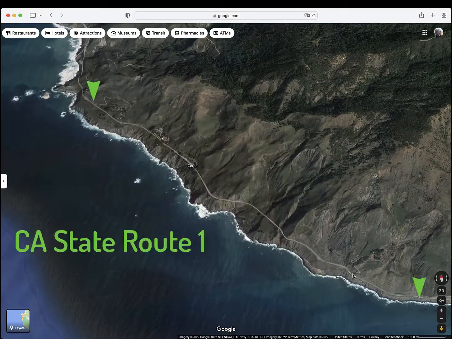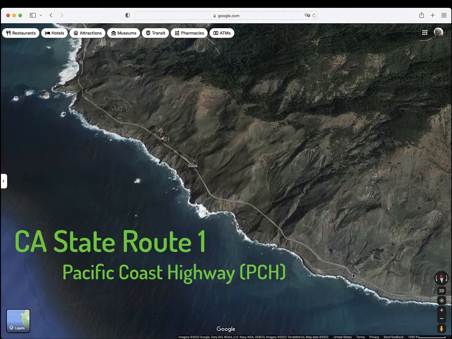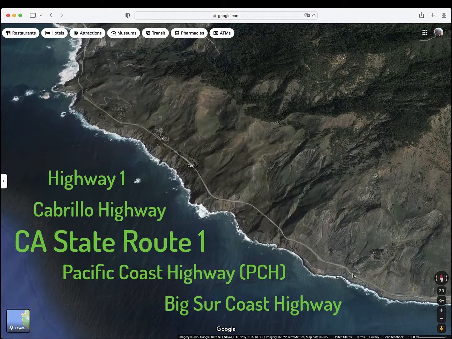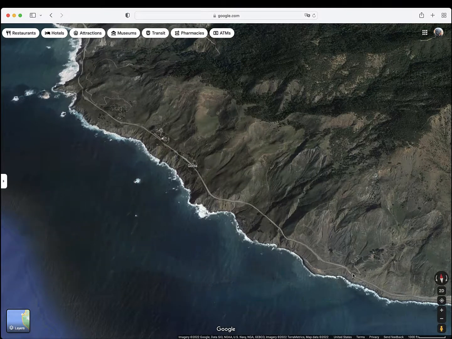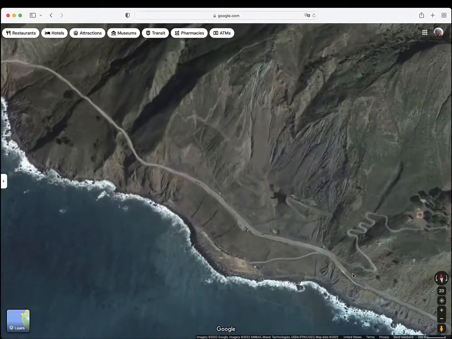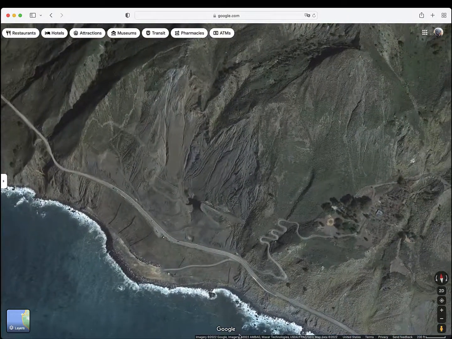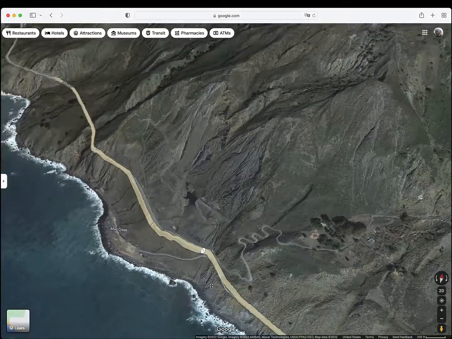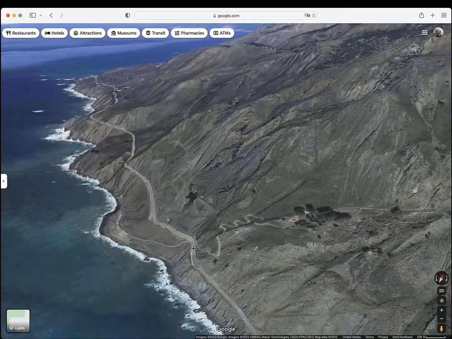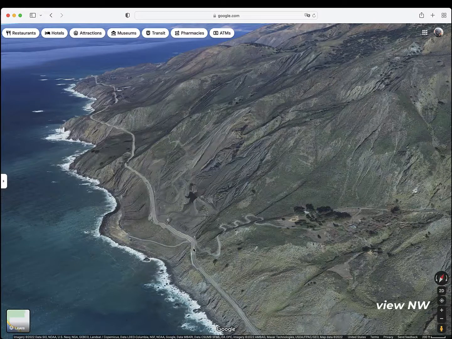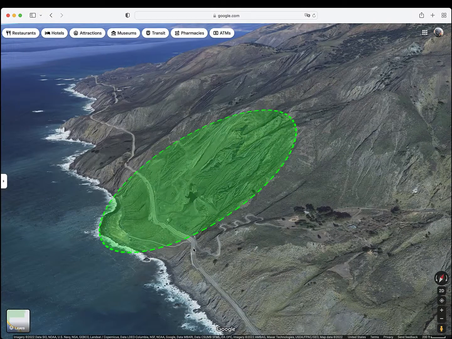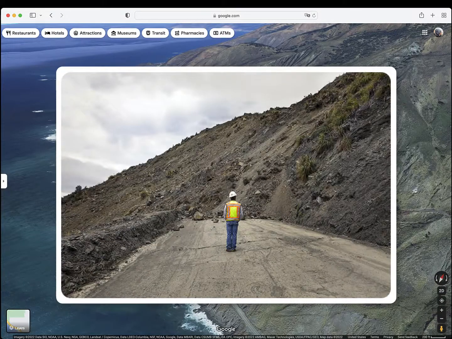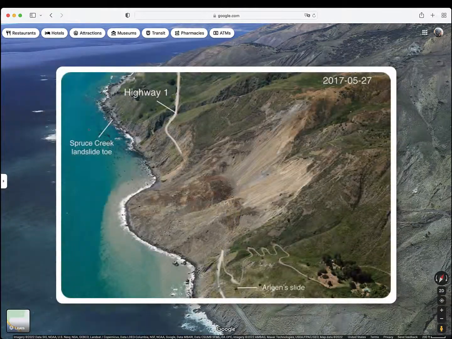Here we see California State Route 1, which goes by many names, including the Pacific Coast Highway, the Cabrillo Highway, Big Sur Coast Highway, Highway 1, etc. This stretch of the highway hugs the rocky coastline, famous for its scenic views, but also notorious for its destructive landslides. For instance, in 2017, persistent winter rainfall triggered the Mud Creek landslide, which involved about 3 million cubic meters of earth and rock and destroyed over 400 meters of the PCH.